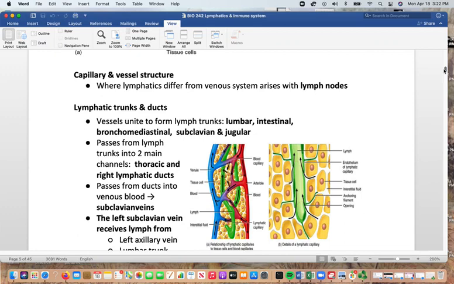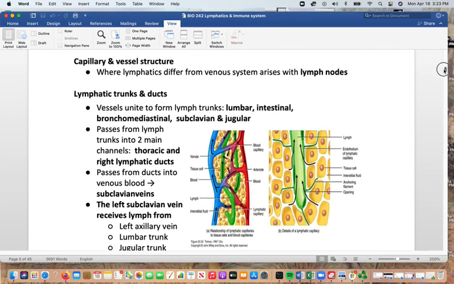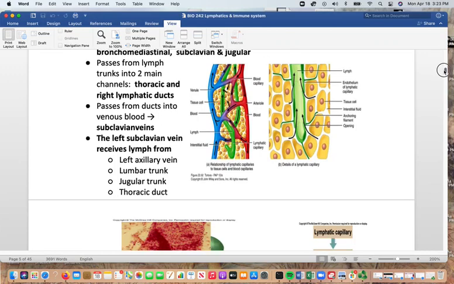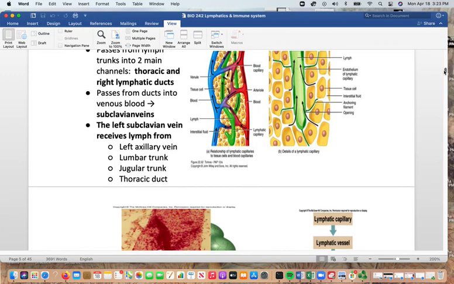So the lymph will pass from the lymph trunks into the two main channels, your thoracic duct and the right lymphatic duct. So it passes from the ducts into the venous blood and it will enter back in the subclavian veins. So your left subclavian vein is going to receive lymph from the left axillary vein, the lumbar trunk, jugular trunk, and the thoracic trunk.